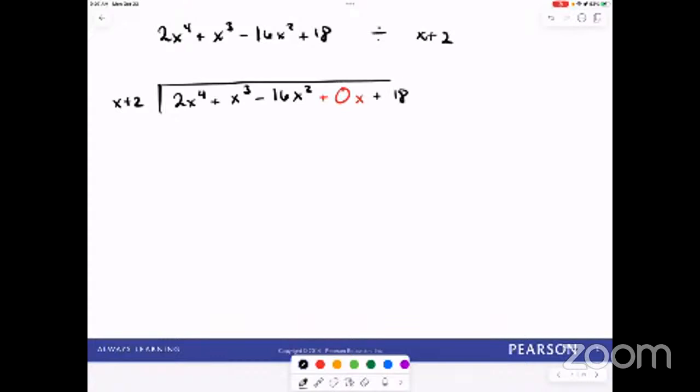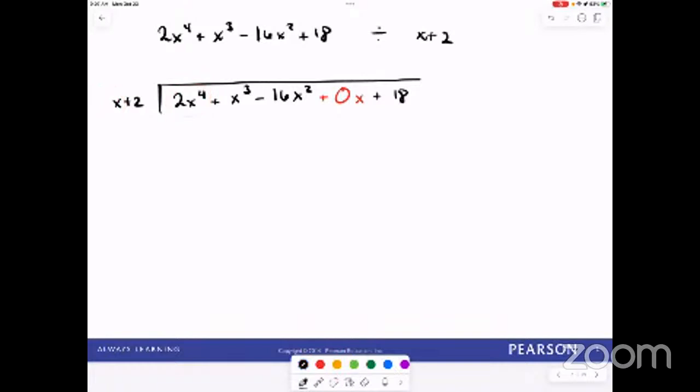Okay. Then when we go to perform our operation, we say the first divided by the first. Our first term is 2x to the power of 4. We divide that by x, and we put our answer up above, lining up our like terms. So 2x to the 4 divided by x is going to be what? 2x to the power of 3.